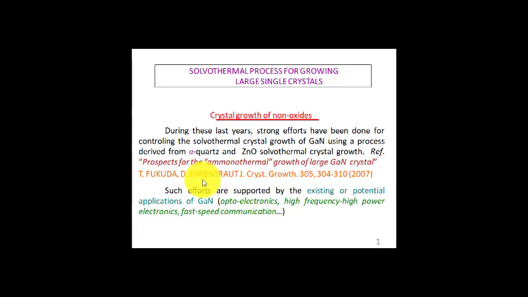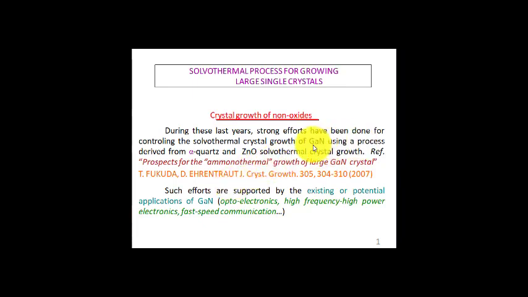Similarly, large single crystals of non-oxides can be synthesized. During last years, strong efforts have been made for controlling the solvothermal crystal growth of gallium nitride using a process which is derived from alpha quartz or zinc oxide crystal growth. The reference is also given here. This is the name of the article, and it has been published in Journal of Crystal Growth 2007.